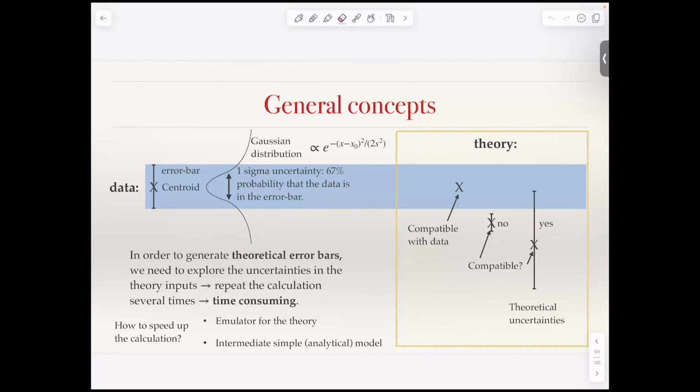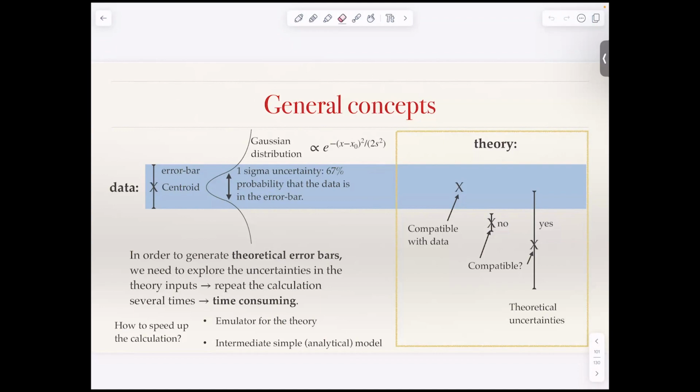This is the problem that theoreticians face, and the question is that they need to speed up the calculation. Because you don't want to wait 2 years in order to publish your result, you want to make it faster. So for this reason, people have thought about trying to mimic in a faster way the prediction of the model by using, for instance, some emulators. So that's a way.